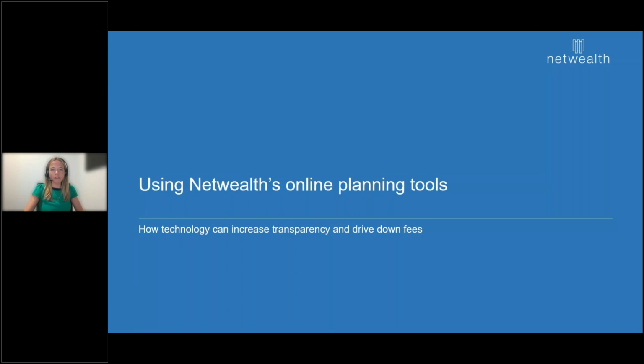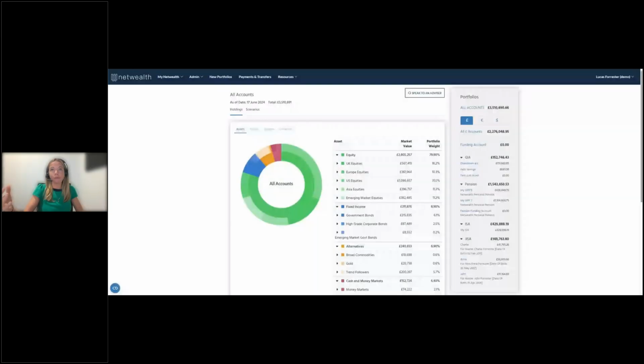And what I just wanted to do now was provide a bit of a demo of our online tools, really just to show how, again, they drive transparency, but also keep our cost to clients down at a minimum. So what we're looking at on the screen now is one of our demo client accounts. It's based on real client data, but obviously not a real client. And I thought it was important for you to understand how, as a client, whenever you log into your account, the level of information and granularity that's available to you.